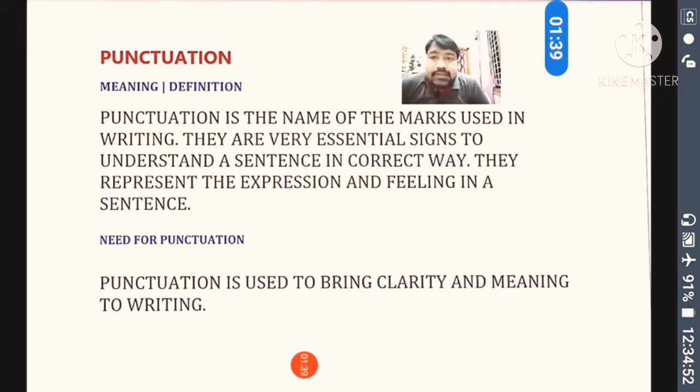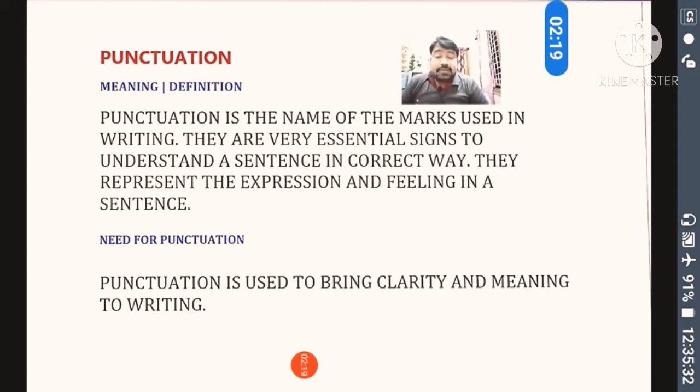Coming to your intermediate public examination, they will give this punctuation question in Section C, 10th bit. They will give three questions in that 10th bit, and you have to rewrite the sentences by using the punctuation marks. That means you have to put the punctuation marks wherever they are necessary.